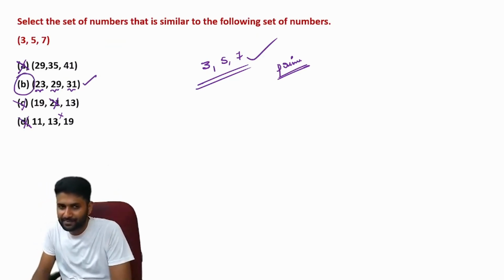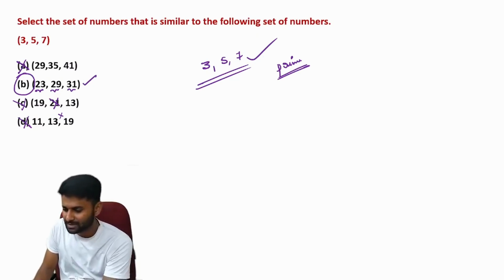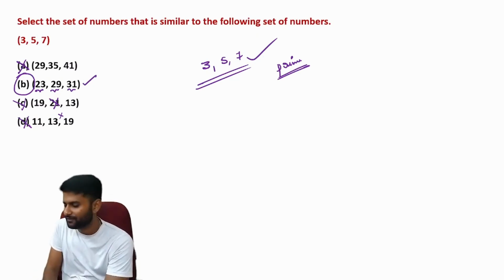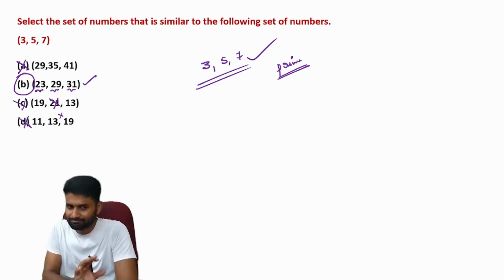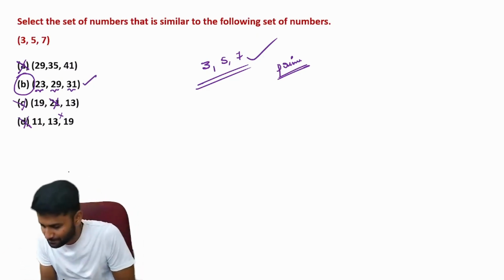B, Nana, it's not about difference, it's not about multiples. So it's all about the prime number sequence. 3, 5, 7. There is no prime number left out. So the sequence is followed in option B.